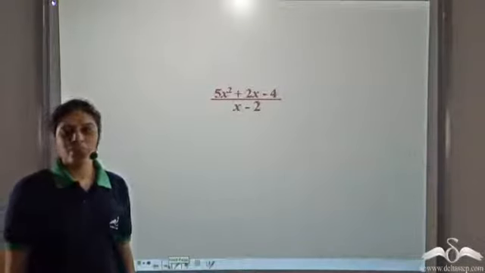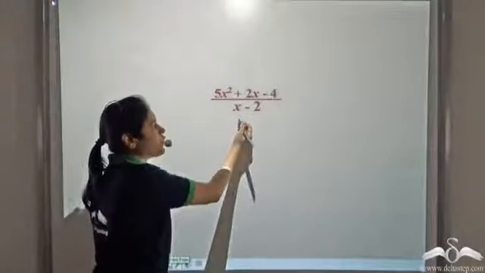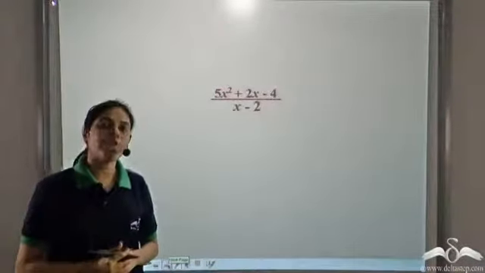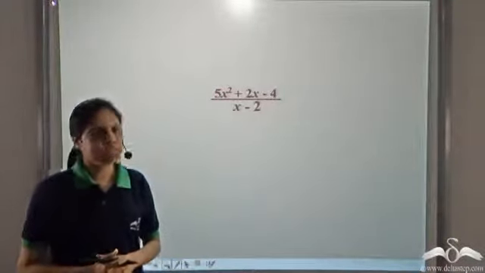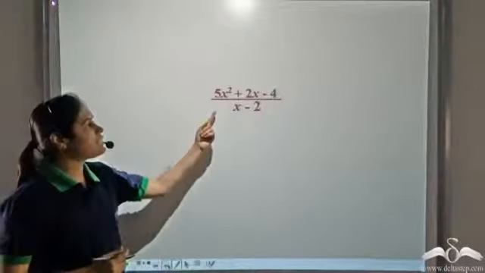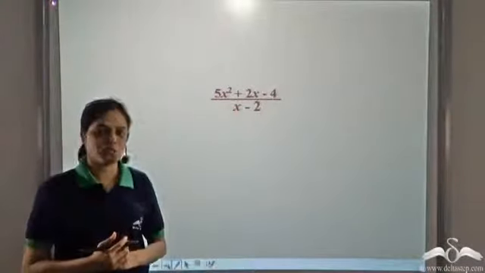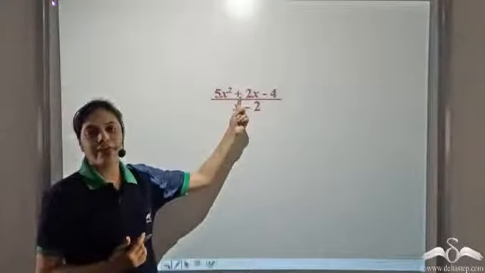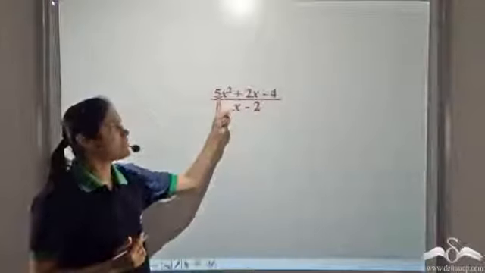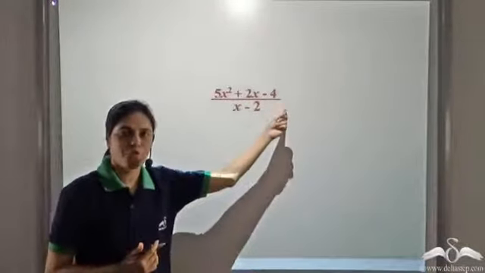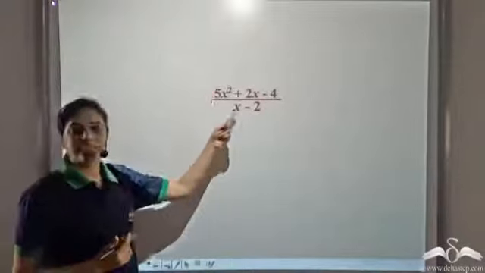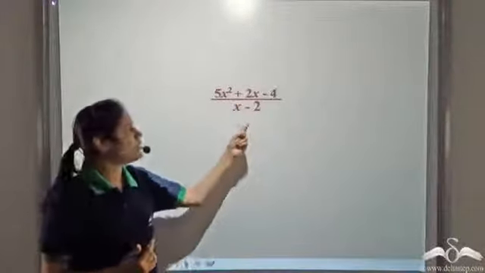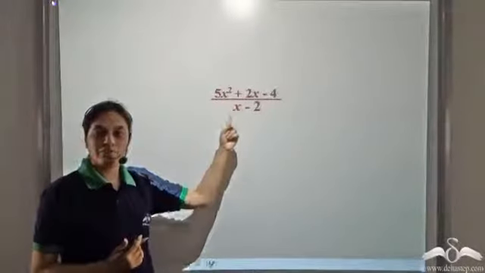Now we have (5x² + 2x - 4) divided by (x - 2). We have already learned how to divide two polynomials. So first we see if there is a common factor between these two polynomials. We see that we cannot factorize the dividend, which is 5x² + 2x - 4. So we cannot cancel out any common factors between the dividend and the divisor. So we divide by long division method.